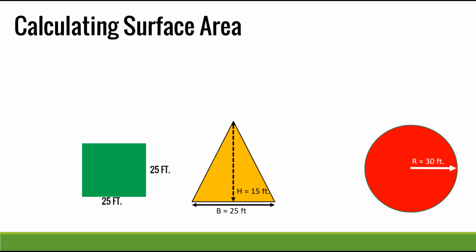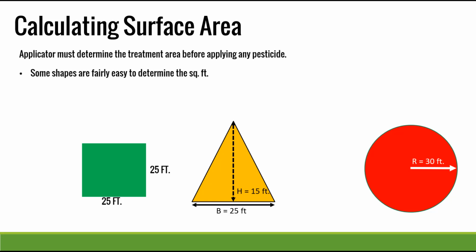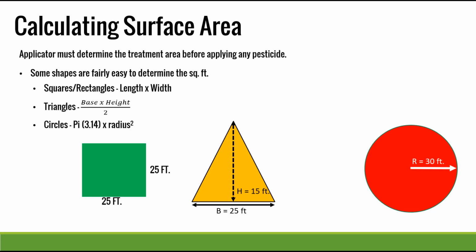Calculating the surface area. Applicators must determine the treatment area before applying any pesticide. Some shapes are fairly easy to determine the square footage. For squares and rectangles, all we have to do is multiply our length times our width. For triangles, we can use this formula of base times height divided by 2. And for circles, we can use pi, or 3.14, multiplied by the radius squared. Let's go ahead and figure out the square footage for these 3 shapes.